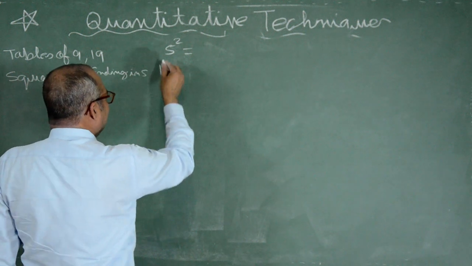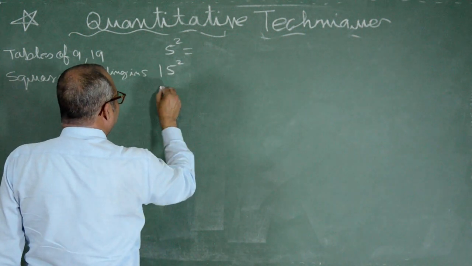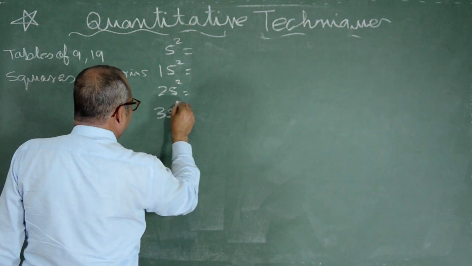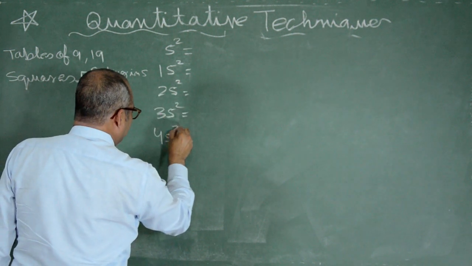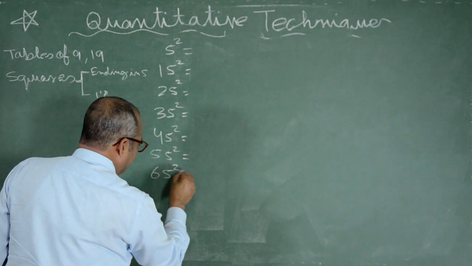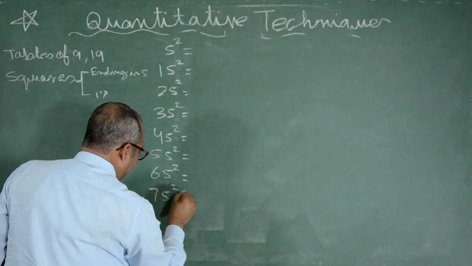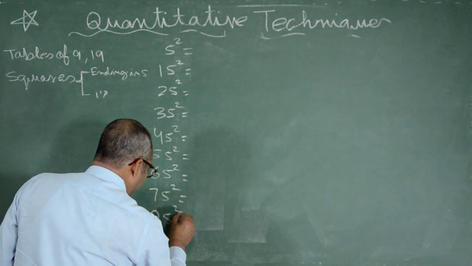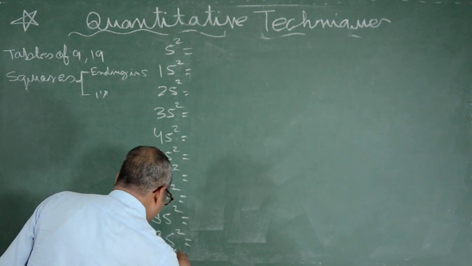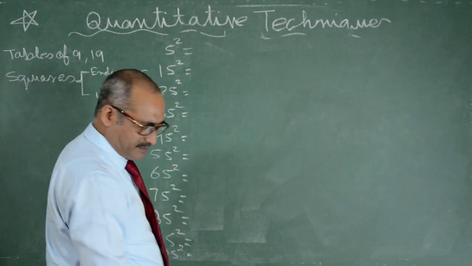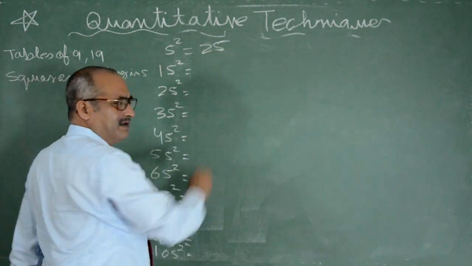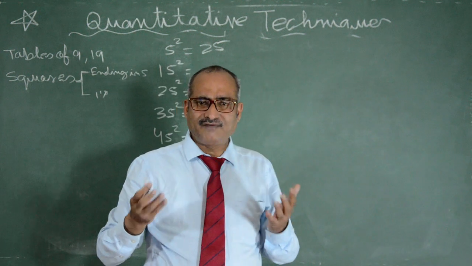Numbers ending in 5 are 5, 15, 25, 35, 45, 55, 65, 75, 85, 95 and 105. We will discuss only this much. Square of 5 is 25. You know about it. Square of 5 is 25.